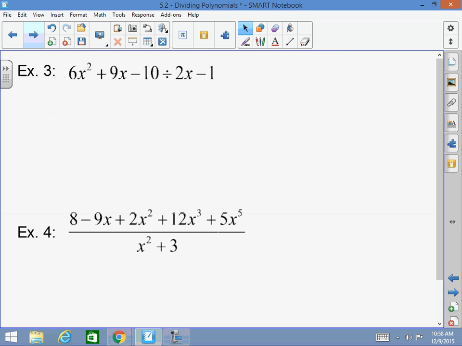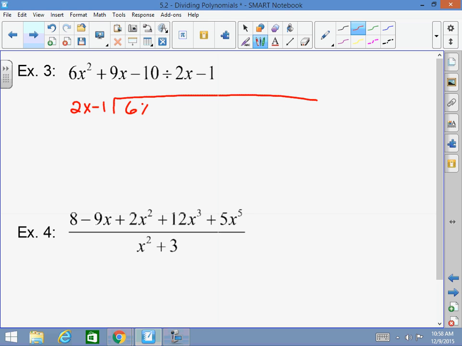For example, I have 2x minus 1 into 6x squared plus 9x minus 10. How many times does 2x go into 6x squared? Don't guess. 6x squared divided by 2x equals 3x. Very good. So this goes in 3x times.